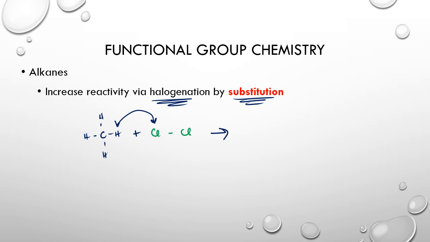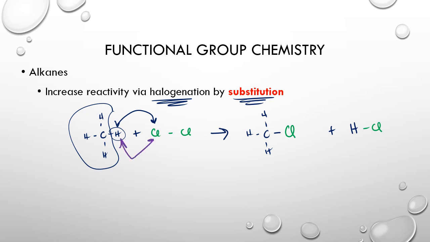So I'm going to keep most of this molecule. I've got my C and my 3 H's, but instead of that fourth H, we're going to substitute that last hydrogen with a chlorine. What we'll have left is the hydrogen that we took off when we substituted the chlorine, and that other chlorine. So again, we're just going to trade this hydrogen and this chlorine.